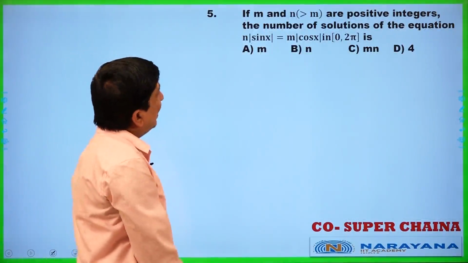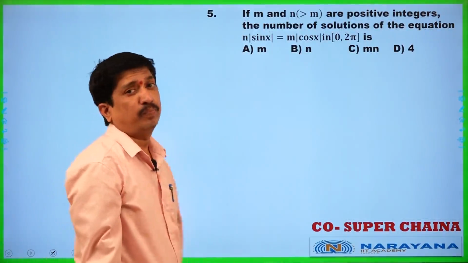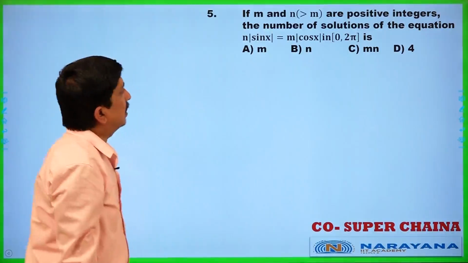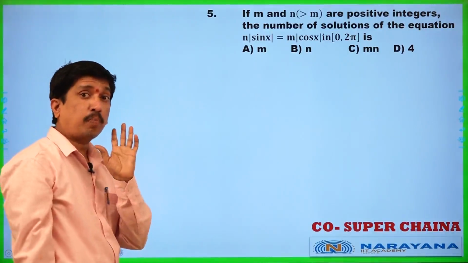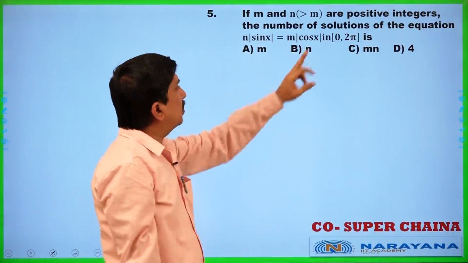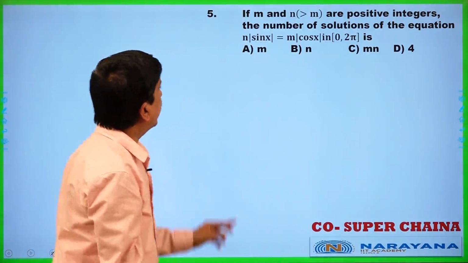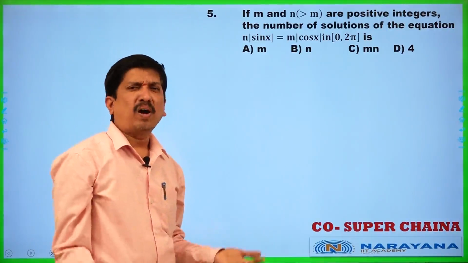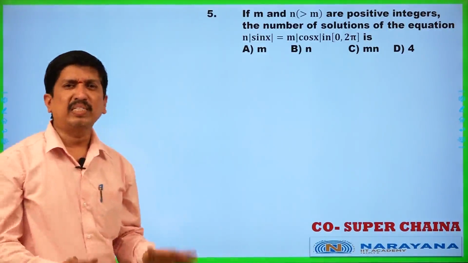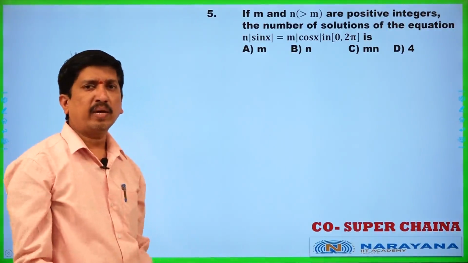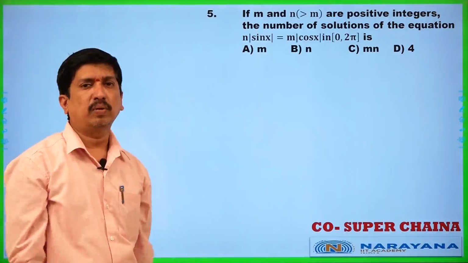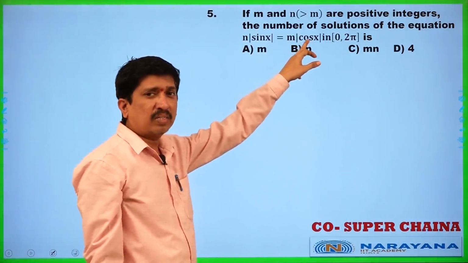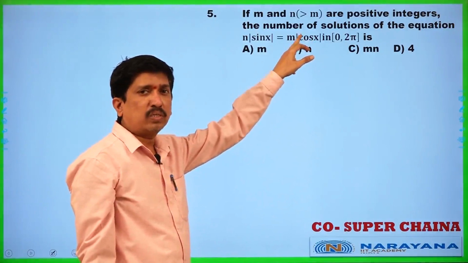If m and n are positive integers, and n is greater than m, concentrate on that. The number of solutions of the equation n|sin x| = m|cos x|. |sin x| you know very well, it comes like mountains, passing through the origin only. Now m|cos x| is also like that, but cos x is not passing through the origin.